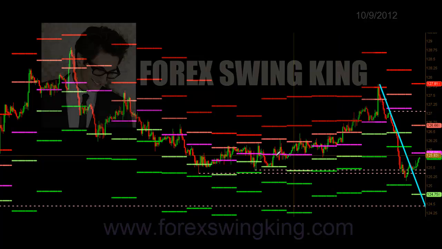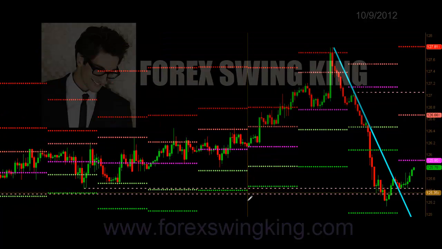Okay, looking at GBP/JPY. This is a position I'm already in. This is the level that I showed you yesterday on the analysis. It broke that level. We're looking at about 42 pips at the moment.